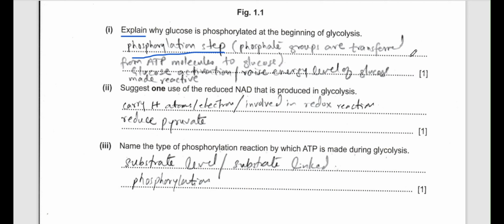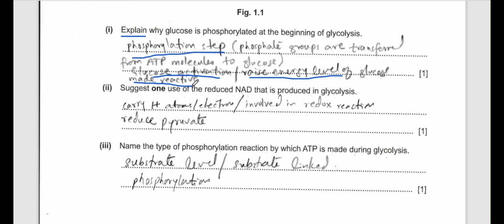So why we are adding phosphate groups? Just to make the glucose active or we are using the phosphate groups for the glucose activation or raising the energy level of the glucose. So I'm underlining this for you. Glucose activation, energy level increasing, and to make it reactive so that it can go through all biochemical pathway of the glycolysis, which is the first main step of the aerobic respiration.